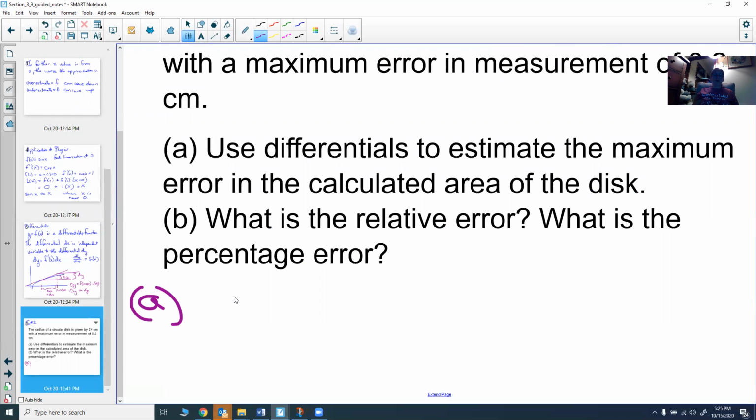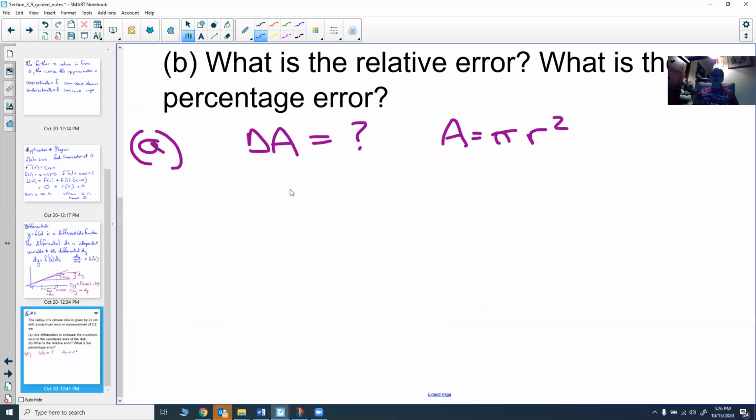So part A, I want to use that. So first off, I want to find delta A. That's what I'm looking for. I want to know the error in the calculated area. That's what delta A is equal to, that error. This is a circular disk, so we have area is pi r squared. So what we're looking for is dA, and to do that, we first need to know what A prime is. Well, A prime is 2 pi r.